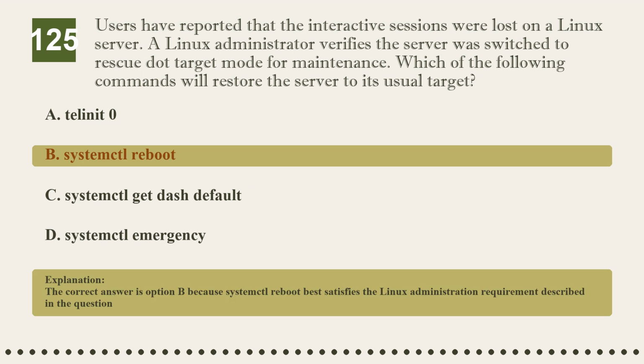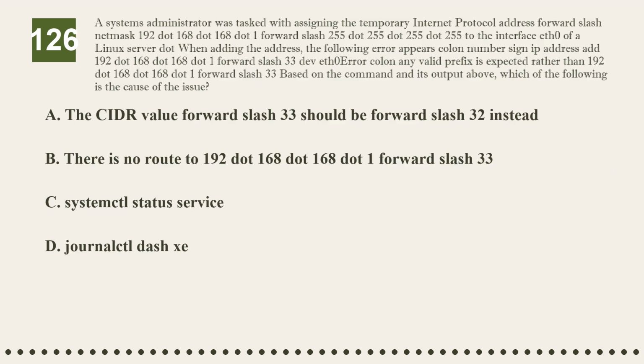The correct answer is option B because systemctl reboot best satisfies the Linux administration requirement described in the question. Question 126. A systems administrator was tasked with assigning the temporary Internet Protocol address and netmask 192.168.168.1 255.255.255.255 to the interface eth0 of a Linux server.